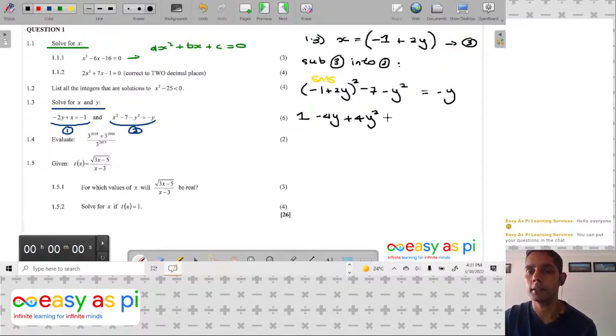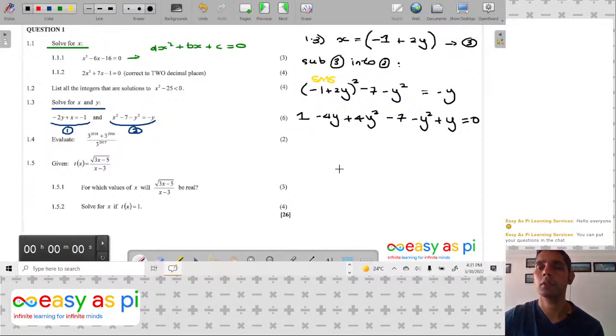Then I say minus 7 minus y squared. And what I'm going to do is take that minus y across, and that becomes plus y, and I'm going to equate it to 0. Now, why am I doing this? Because of my practice, I've noticed that I'm potentially setting up a quadratic equation here. Okay, so let's see what I have.